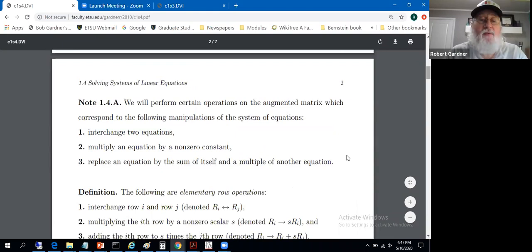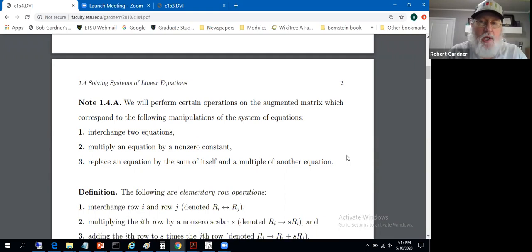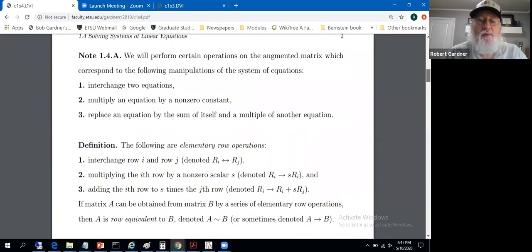So what we're going to do is encode those manipulations as manipulations of the augmented matrix associated with the system of equations as follows. So we're defining these as elementary row operations. You could interchange row I and row J. It corresponds to just interchanging two of the equations. You write them in a different order, the same system of equations, it's got the same solution. That would correspond in the augmented matrix to interchanging two of the rows, say row I and row J.